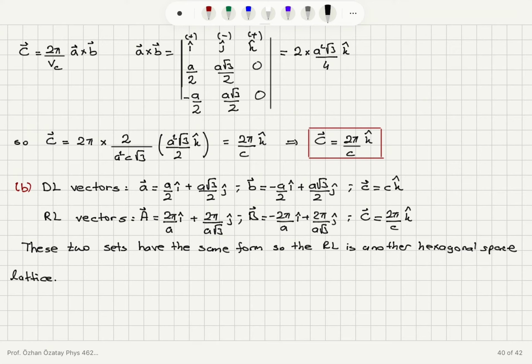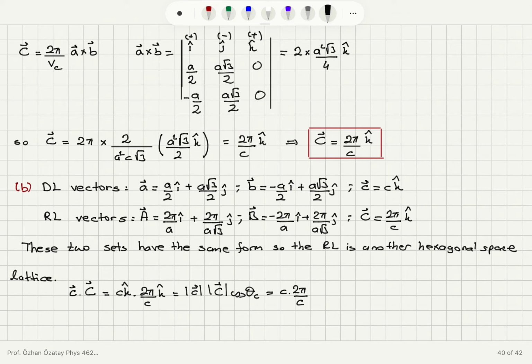But I want to investigate the relationship between this one and the orientation of the first one. For that, I'm going to take a look at the dot product between the direct lattice vectors and primitive translation vectors. C dot capital C, so it's C k hat dot product with 2 pi over C k hat. You can see that this is the magnitude of C vector, magnitude of capital C vector, cosine of the angle between them. So this is going to be C times 2 pi over C.